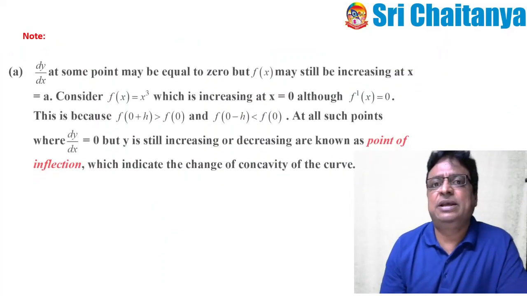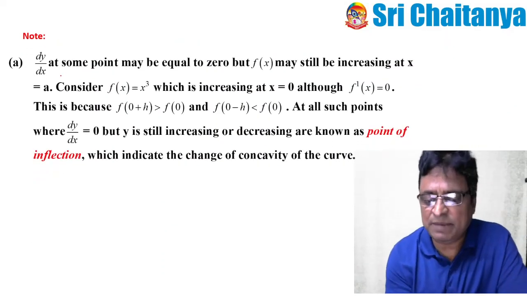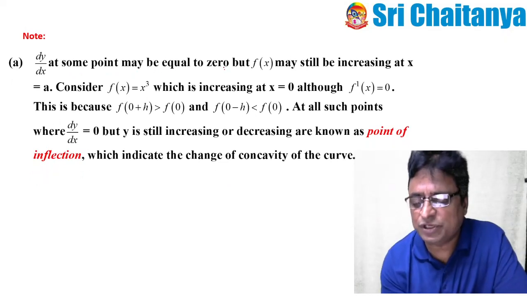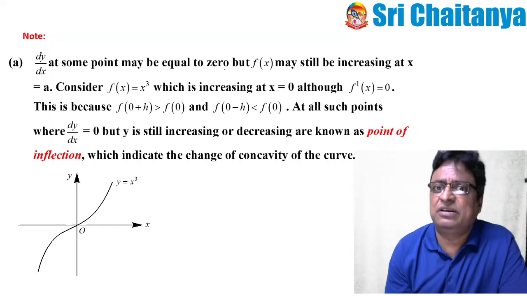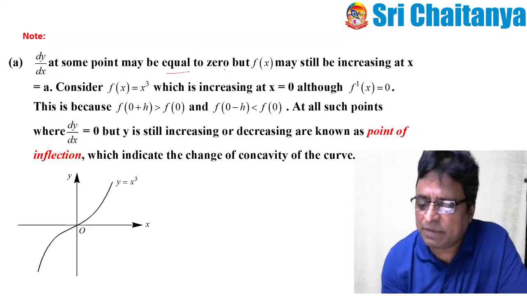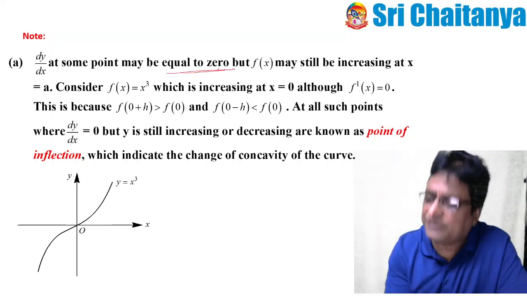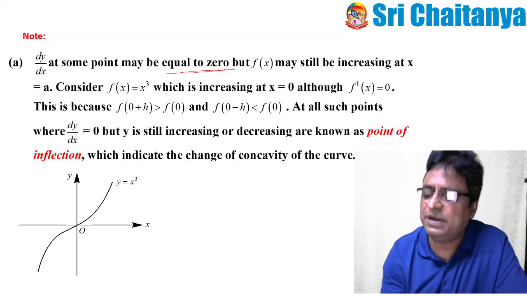Now my friends, here dy by dx at some point may be equal to 0. Sometimes what happens, while finding the differentiation, dy by dx at some point may be equal to 0. After that, dy by dx may be positive.